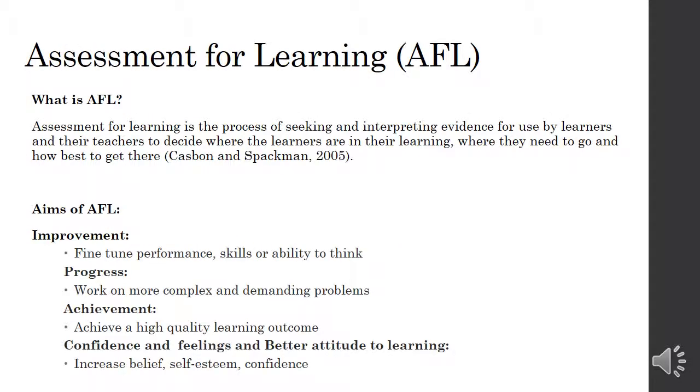Assessment for learning is the process of seeking and interpreting evidence for use by learners and their teachers to decide where the learners are in the learning and where they need to go and how is best to get there. Aims of AFL are improvement, which is to fine-tune the skills or ability to think. Progress, work on more complex and demanding problems. Achievement of a high-quality outcome. And confidence and better feelings and attitude towards the learning. Increased self-belief, esteem and confidence.